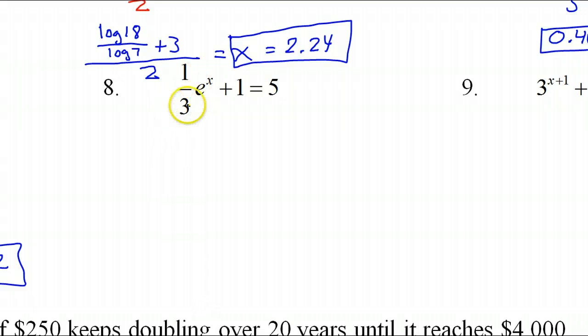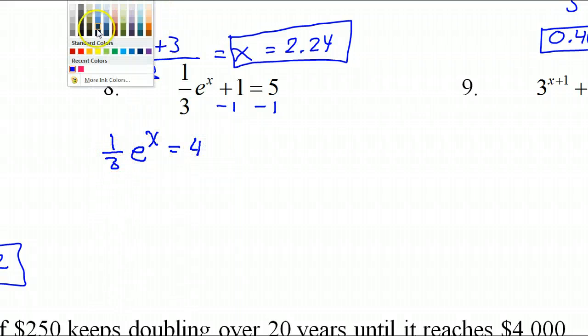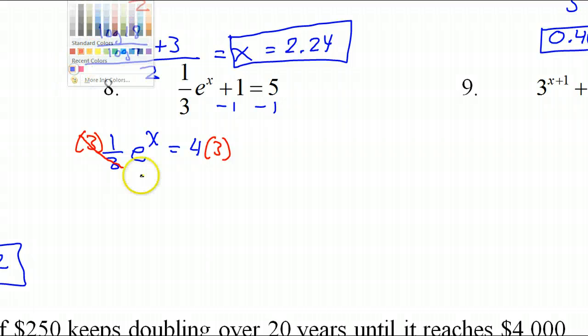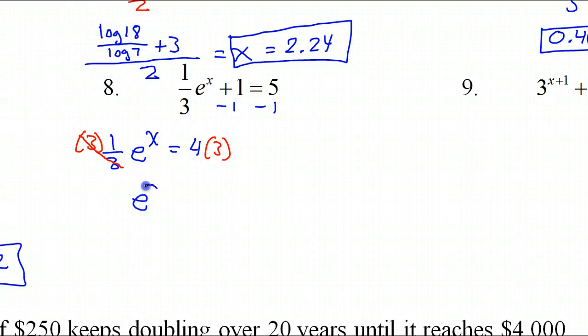If I want to get the exponential part by itself, I'm going to have to subtract 1 from both sides. Okay, so that's going to give me 1/3 e to the x power equals 4. Now, I want to get rid of this 1/3. The easiest thing to do would be to multiply both sides by 3. That way these will cancel out, and just the 1, we don't even need to write it anymore. So we will just have e to the x power equals 12.